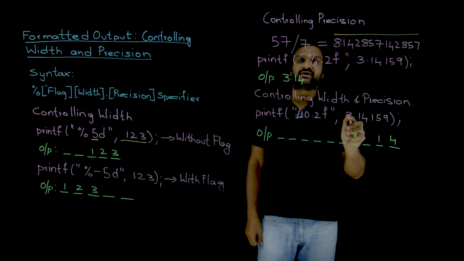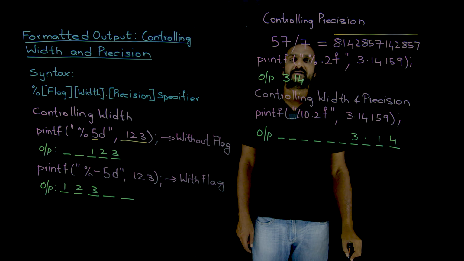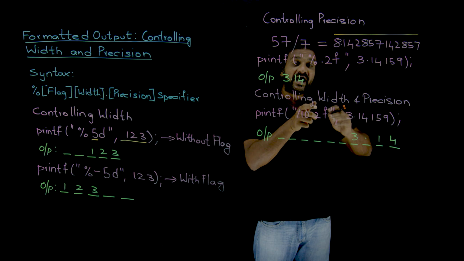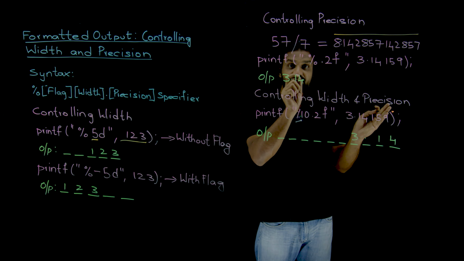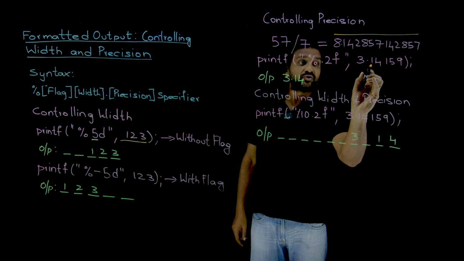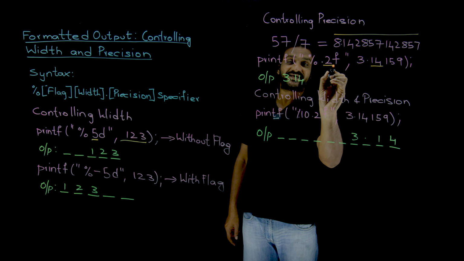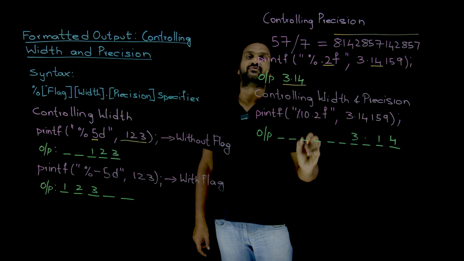How can I do that? I have taken this example. This is how the precision can be controlled: %0.2f. The 0.2 states that the precision should be only 2 digits after the decimal point. That is how the precision can be controlled. I have taken this value 3.14159, which is the value of pi, but I want only 2 digits after the decimal point, as this is stating the precision. This is controlling the precision. So the output is going to be 3.14.